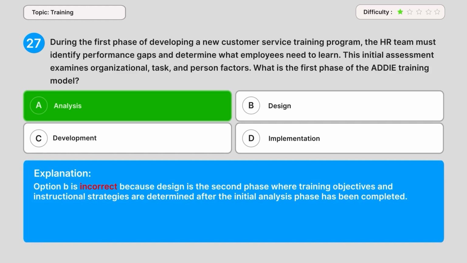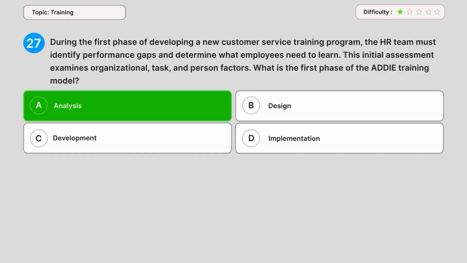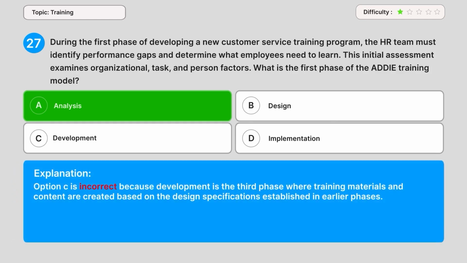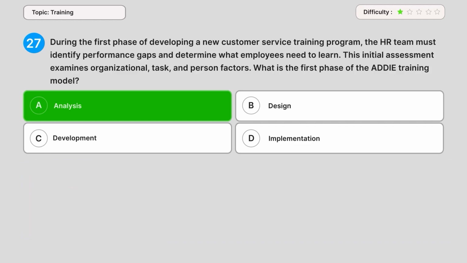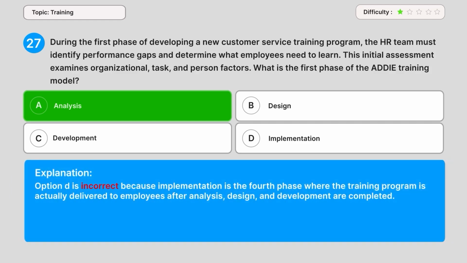Option B is incorrect because design is the second phase where training objectives and instructional strategies are determined after the initial analysis phase has been completed. Option C is incorrect because development is the third phase where training materials and content are created based on the design specifications established in earlier phases. Option D is incorrect because implementation is the fourth phase where the training program is actually delivered to employees after analysis, design and development are completed.